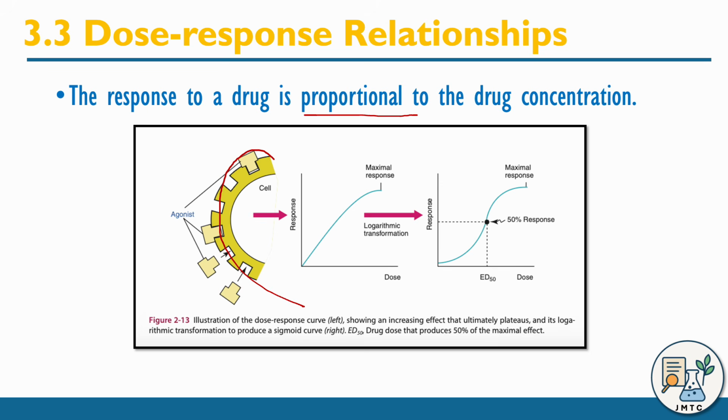So, for example, you puff the inhaler once. So, there will be a slight breathing relief. You puff it twice, better yung relief. You puff it 3 times, even better. This is why the response, sabi, is proportional to drug concentration.